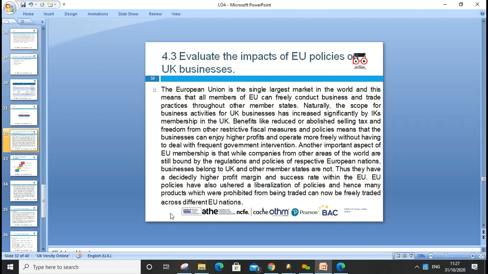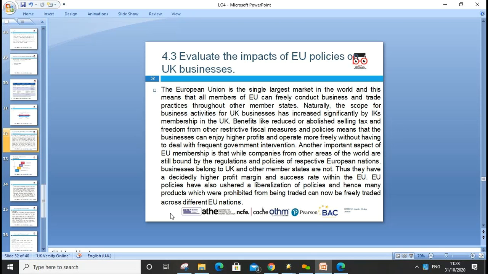Next we're looking at 4.3, evaluating the impacts of EU policies. There are a lot of EU policies with impacts, some positive and some negative. That's why the UK wants to be outside, with Brexit, and set up its own rules. That's the key element there: setting its own policies and rules, such as the national minimum wage, labor laws, fishing laws and various others.